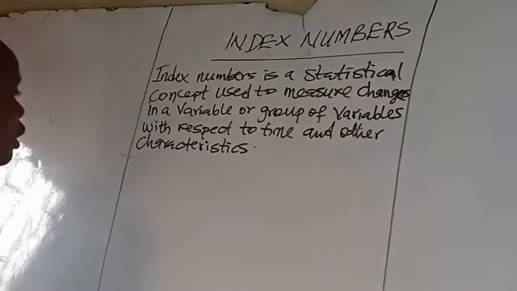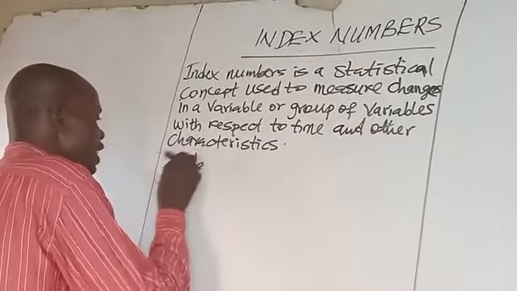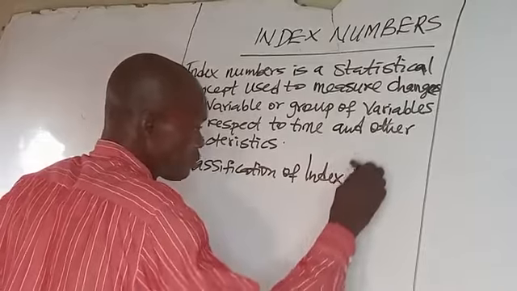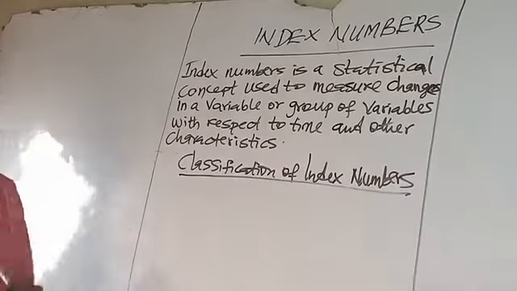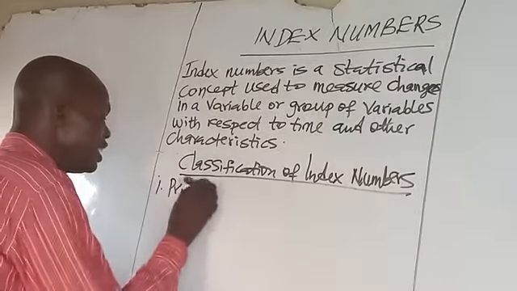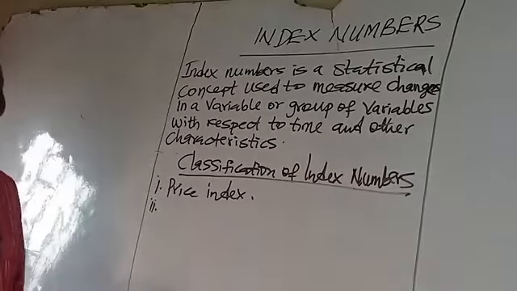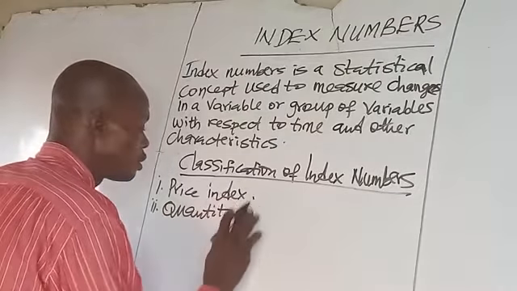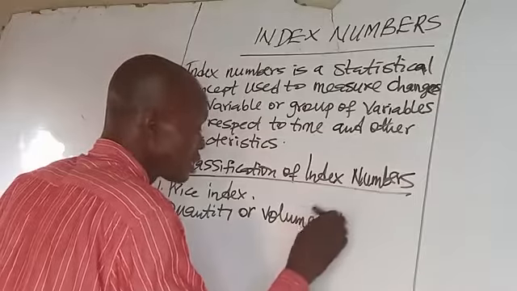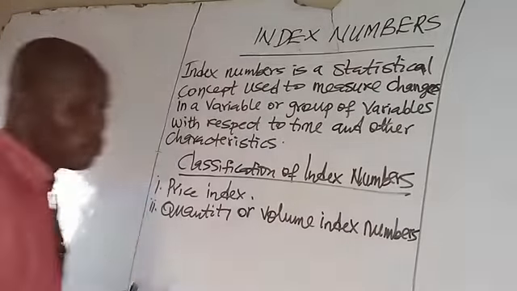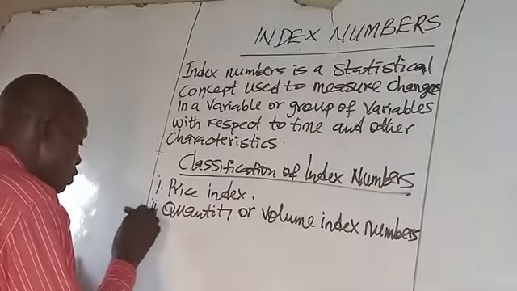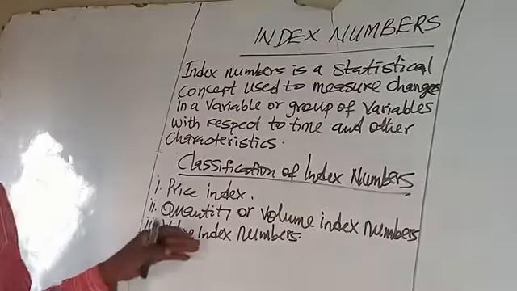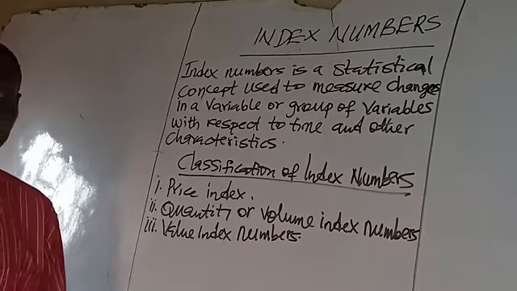That is index. What are the classifications of index numbers? We are going to categorize index numbers into three. Number one, we have price index. Number two, we have quantity or volume index numbers. Number three, we have value index numbers. These are the three classifications or categories of index numbers we are going to examine in this lecture.